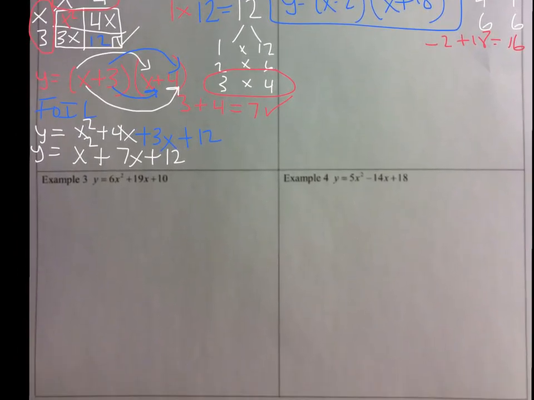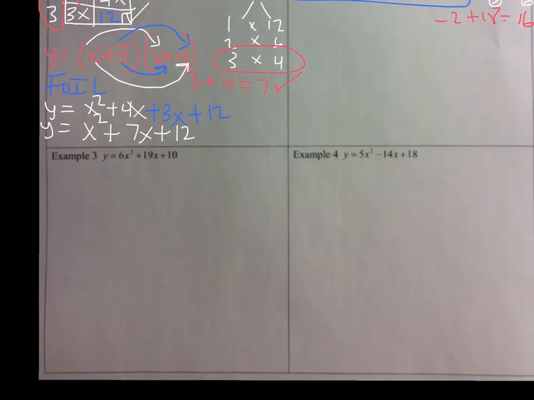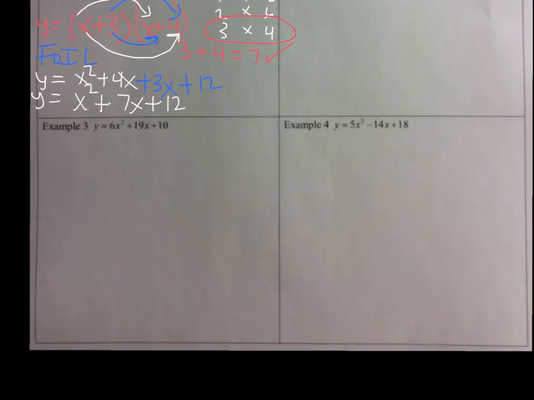Alright, example 3. Example 3 is very similar to the first two examples. The only difference is it has a coefficient of something other than 1. In this case, we have a 6 in front of our x squared term. So we're going to do the same thing. We're going to make a box, put a T in the middle, and then put the first term in the top left box. So 6x squared. And then the last term in the bottom right. And then I'm going to put a little box here so we can check at the end.